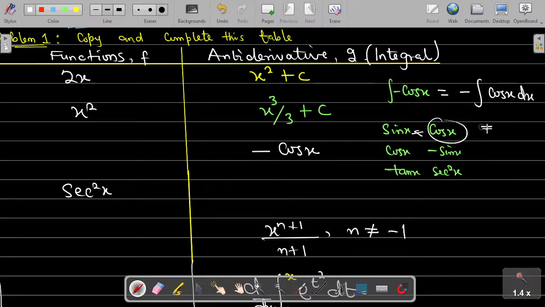Okay, and that means this is equal to the integral of cos, we said, is sine. So this is giving us minus sine x.